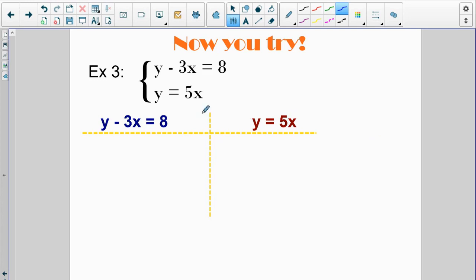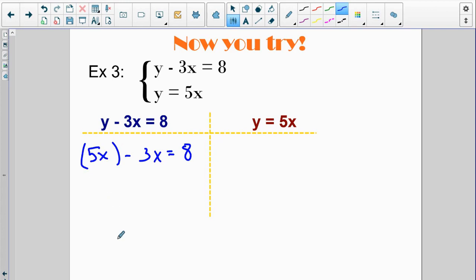All right, so in this system, the second equation is the one that tells us what we can substitute. If it says what y equals, that's what we can substitute for y. Y is equal to 5x. So 5x and y are the same thing, the same overall value. So in my first equation where I have y minus 3x equals 8, I know that I can go ahead and replace y with an equal value. And in this case, that equal value is 5x.